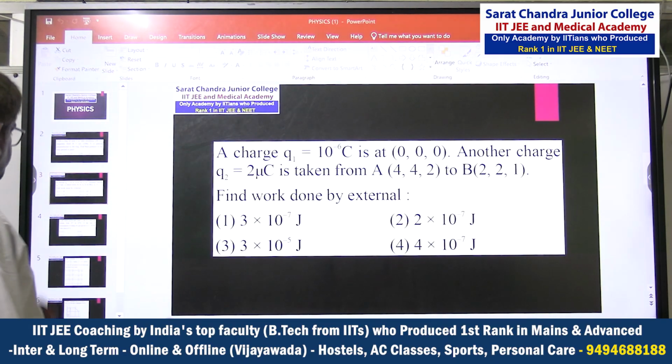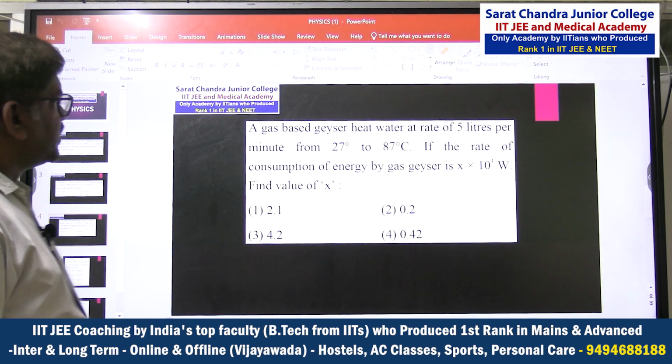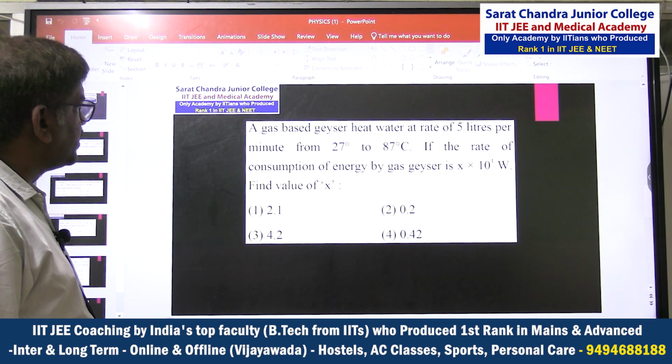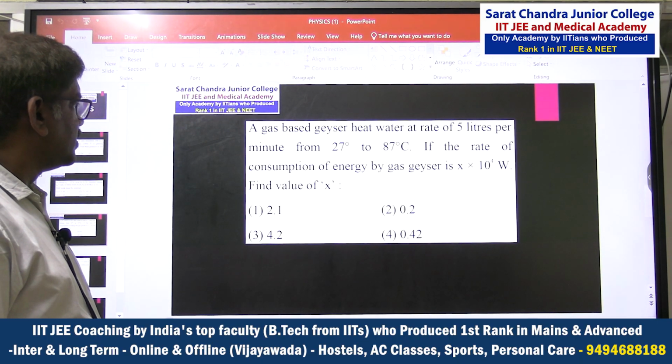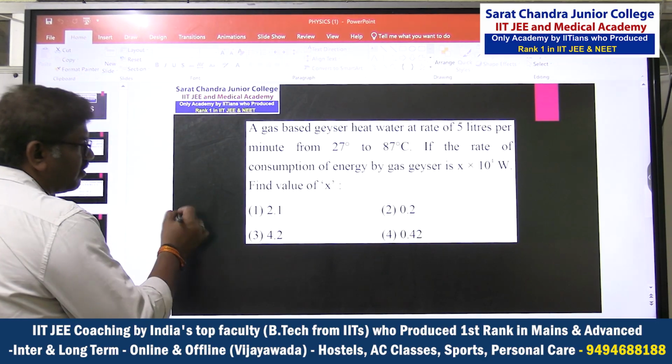Okay, move to the next question quickly. A gas-based geyser is flowing water with a rate of 5 liter per minute, and it is heating from 27 to 87. What is the consumption? A very simple question. Just the flow of rate.